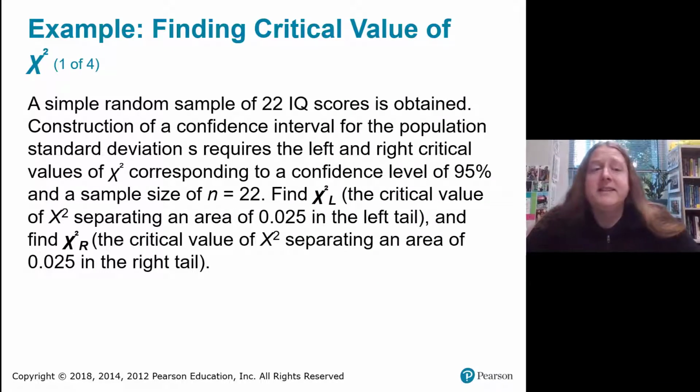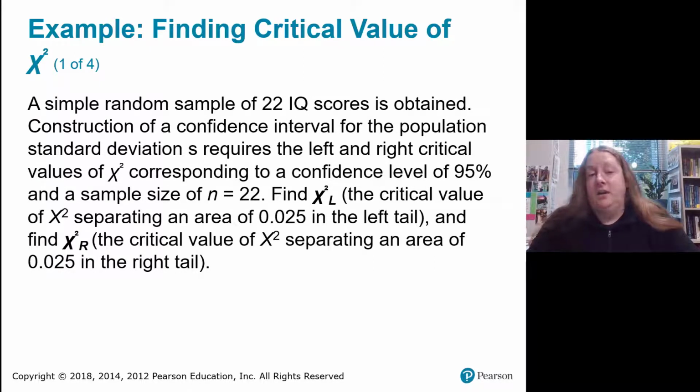So let's take a look at an example. A simple random sample of 22 IQ scores is obtained. Construction of a confidence interval for the population standard deviation requires the left and right critical values of chi-squared corresponding to a confidence level of 95% and a sample size of n equals 22. So we're looking for a 95% confidence interval, which is why we have the 95% thing, and n is going to be 22 since our sample size is 22.